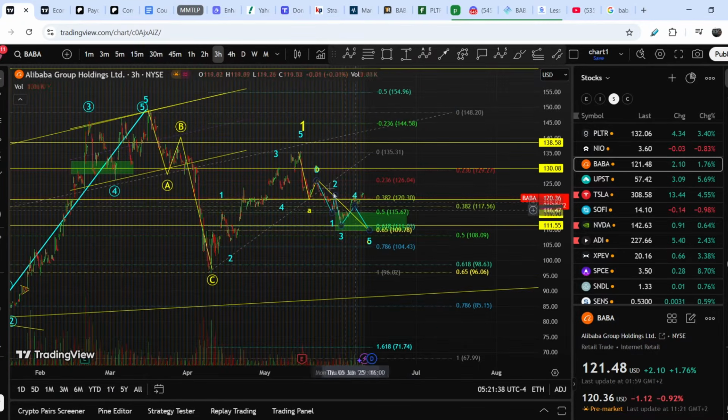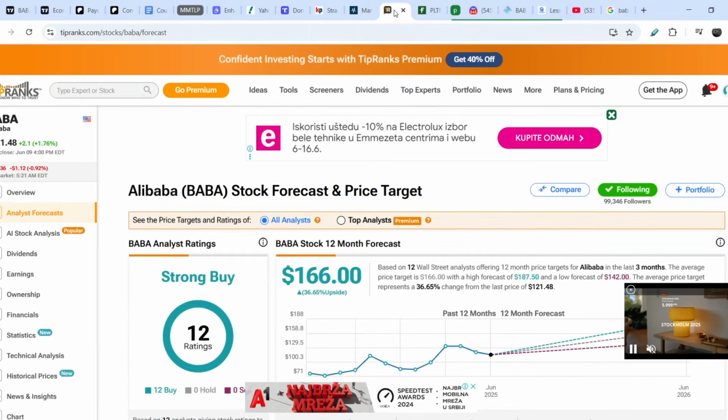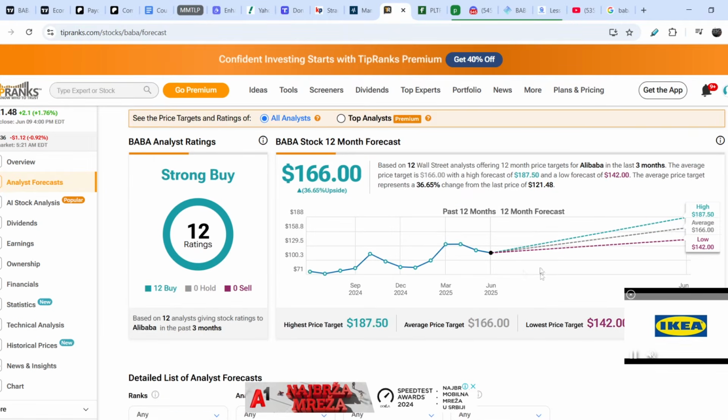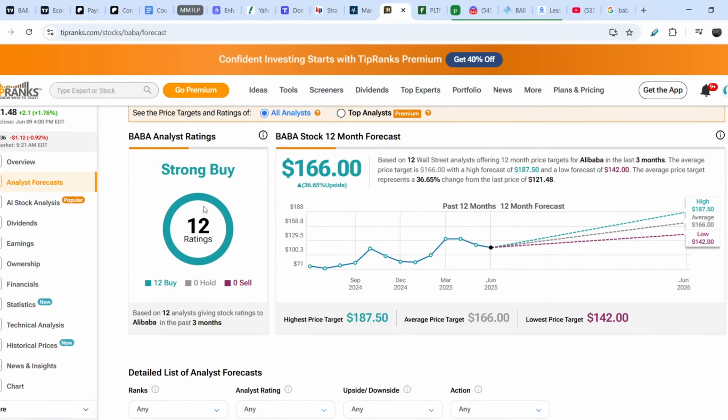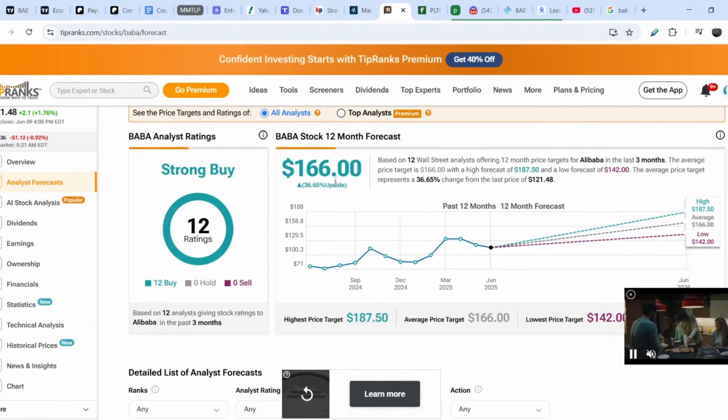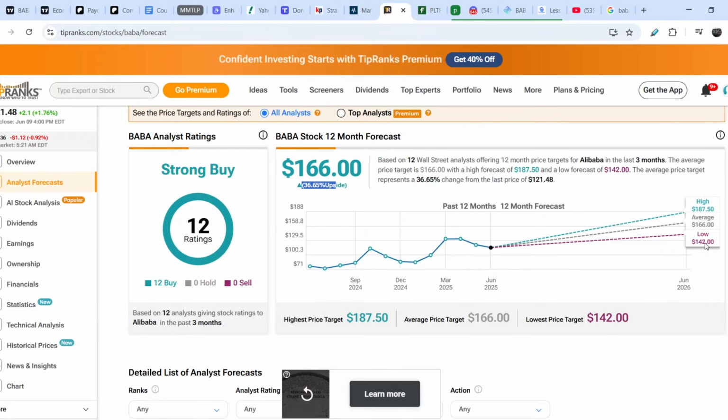I will show you in a minute where I made a mistake, but for now let's take a look at some fundamentals. First of all, I want to pay attention to the consensus analyst price target for this asset. According to 12 analysts, and by the way, all of them suggest to buy this stock, the consensus analyst price target is set at $166, which implies about 36.65% of upside potential. And guys, take a look right here. Even the lowest price target is above our current price. That is why, according to analysts, we have a good upside potential.